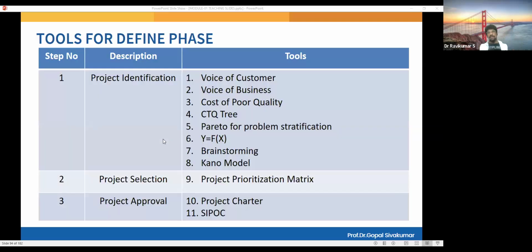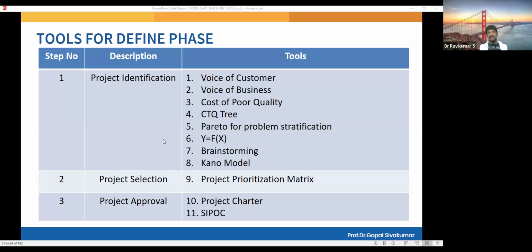So what are the tools that are going to help you to get this job done, to execute these steps? It is VOC. You might have learned about this, right? VOC, VOB, cost of poor quality, critical to quality tree, Pareto, Y = f(X), brainstorming, Kano models. All these things will help you to identify the project. Identification of the project is given a lot of emphasis because if you choose a wrong project which is not going to give the organization the required growth, it is ultimately a waste of resources.